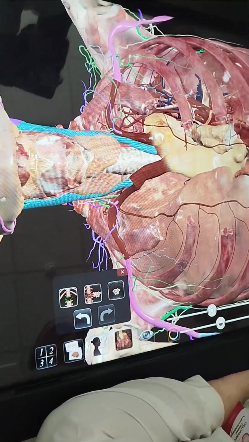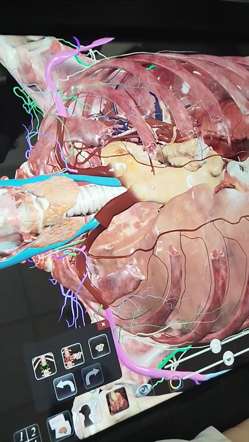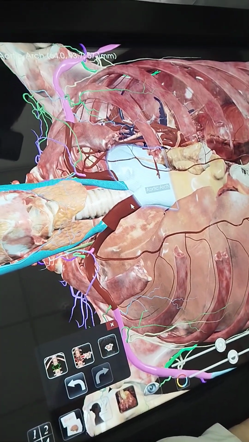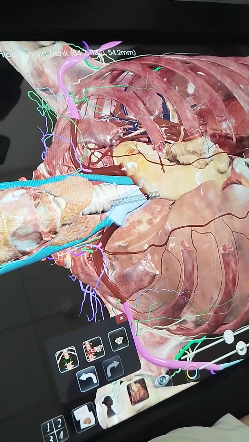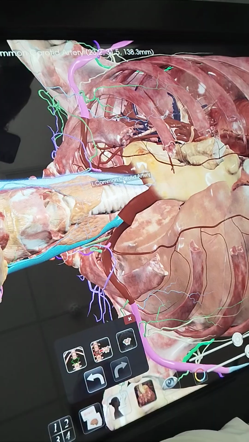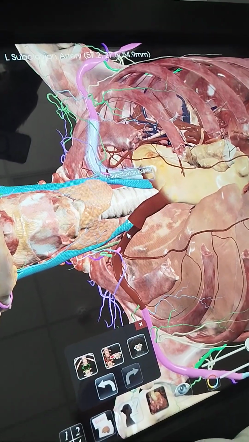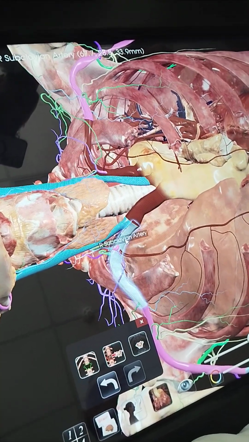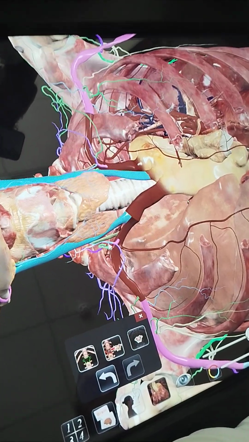What is this vessel? Is it clear for you? That is aorta, arc of aorta, aortic arch. And it gives what? From right to left, brachiocephalic trunk, left common carotid artery, and left subclavian artery. And brachiocephalic trunk subdivides into right subclavian and right common carotid artery.